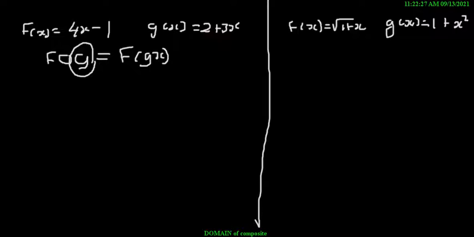So look at g(x), which is 2 plus 3x. Is there any value of x that cannot work here? You can see that any value of x, whether negative or positive, can work here. So since any value of x can go here, we can go ahead.